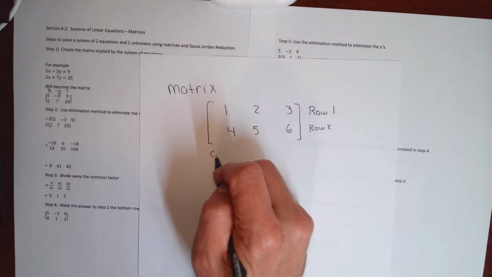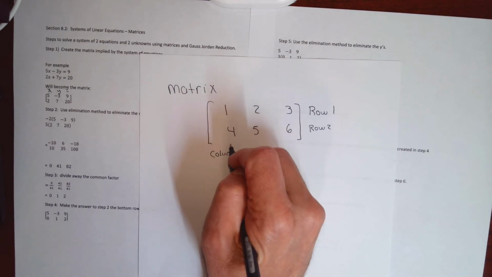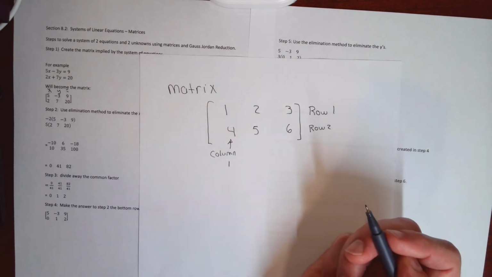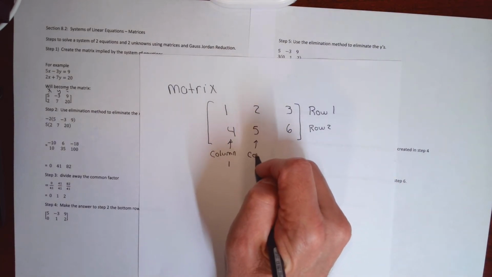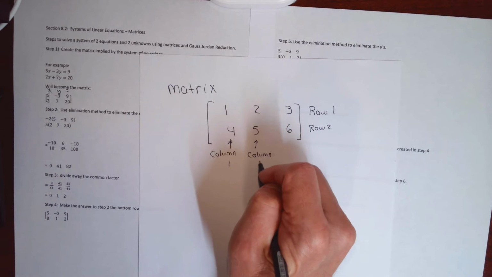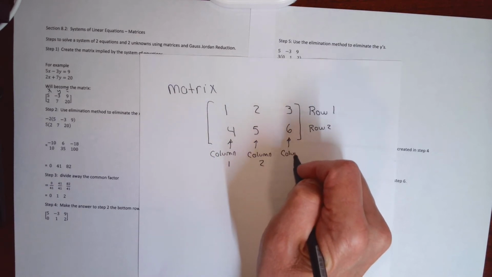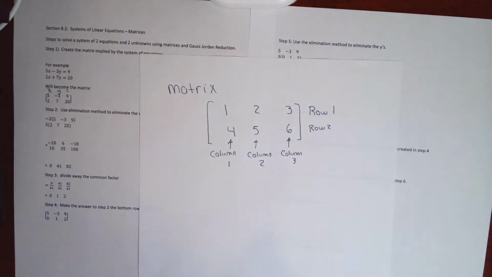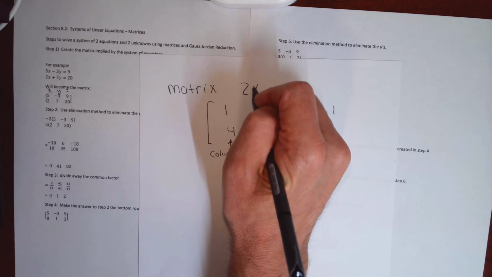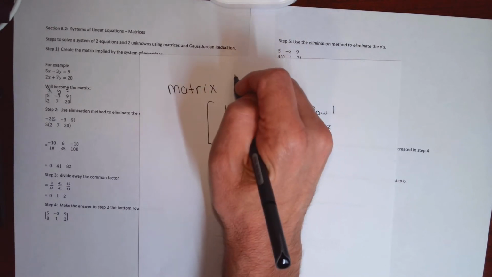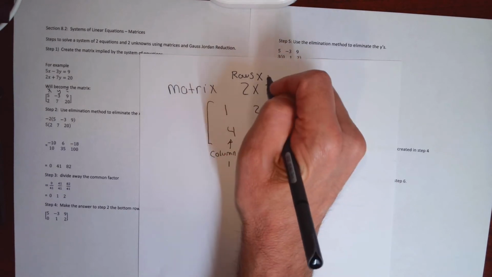Vertically, we look at the numbers as columns. So I would say column 1 has the entries of the numbers 1 and 4. Column 2 has the numbers 2 and 5. Column 3 has the numbers 3 and 6. This matrix, I would say, is a 2 by 3 matrix because it has 2 rows and 3 columns.